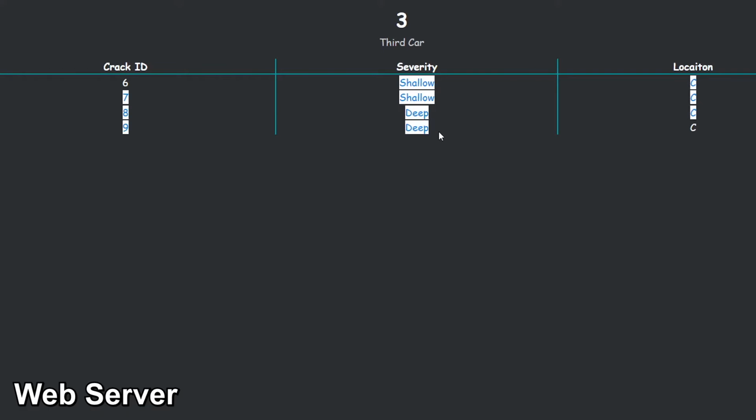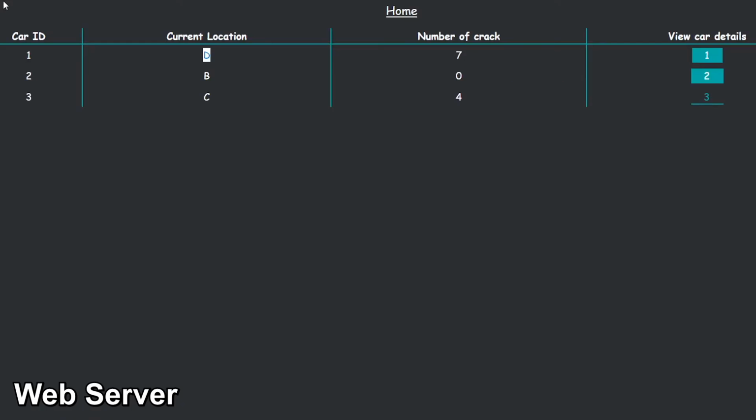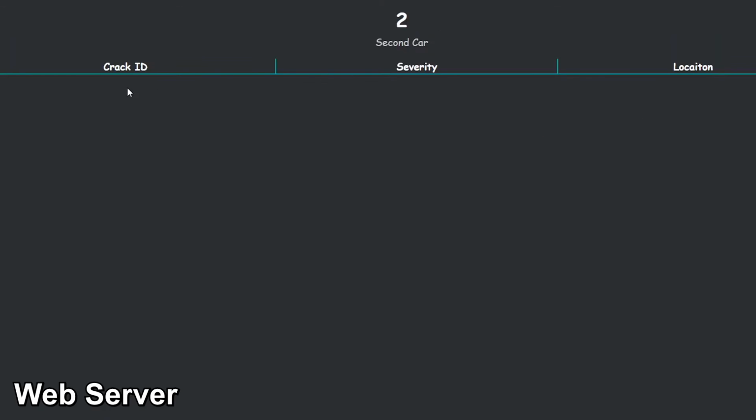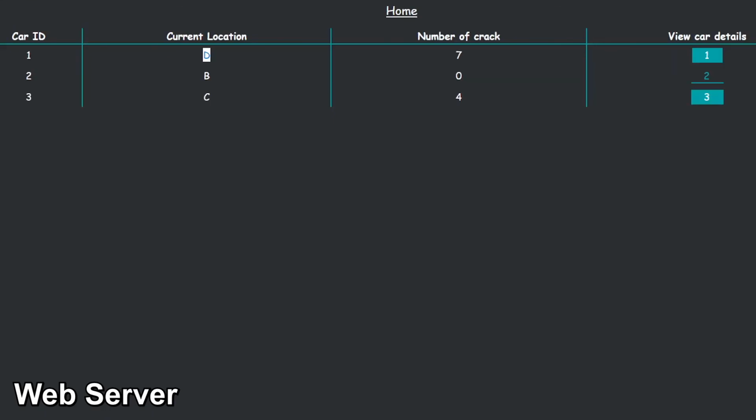And we can see that our AI model shows a difference between two categories of cracks, which are the shallow and the deep cracks. We can also see for the third car that the locations for all these cracks are on the same pipe. And for our second car, we don't have any cracks. That's why there are no cracks detected.